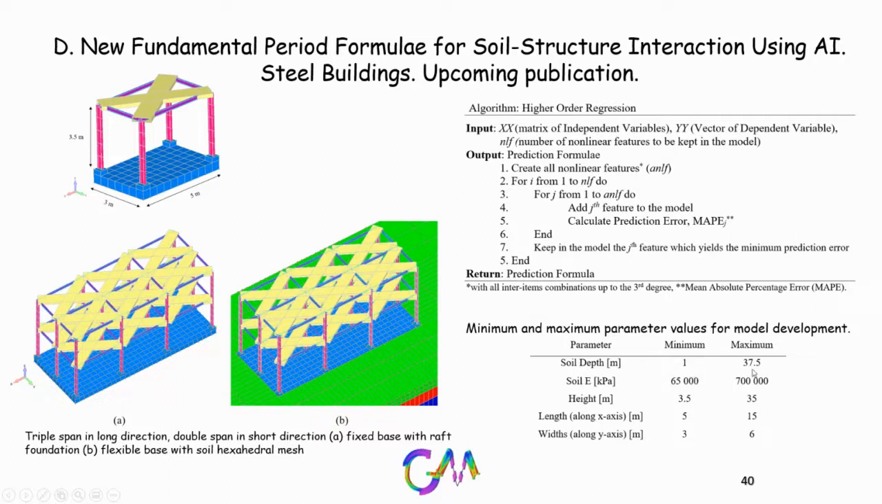So the soil depth is between 1 and 37.5 meters deep soil. Soil Young modulus of elasticity is between 65 megapascal and 700 megapascal. The height of the building is 3.5 up to 35 meters tall. And the length, now, these are the old ones. Now we went to 10 spans and 12 spans, which means more than 70, 80 meters in width and length.